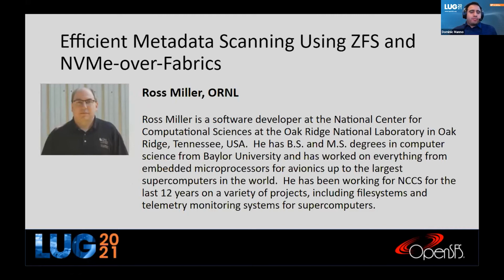So we're going to get started with a very interesting talk here from Ross Miller. He's going to be presenting efficient metadata scanning using ZFS and NVMe over fabrics. Ross is a software developer at the National Center for Computational Science at Oak Ridge National Laboratory in Oak Ridge, Tennessee. He has BS and MS degrees in computer science from Baylor University. He has worked on everything from embedded microprocessors for avionics up to the largest supercomputers in the world. He has been with NCCS for about 12 years, working on a variety of projects, including file systems and telemetry monitoring for supercomputers. I'll go ahead and hand it over to Ross.